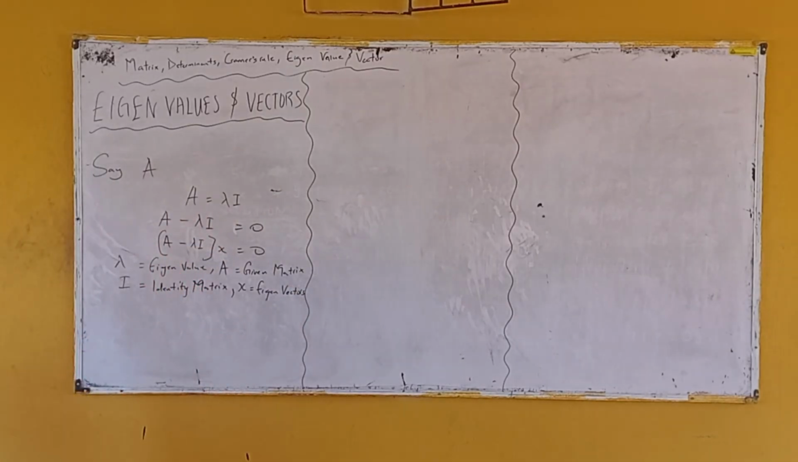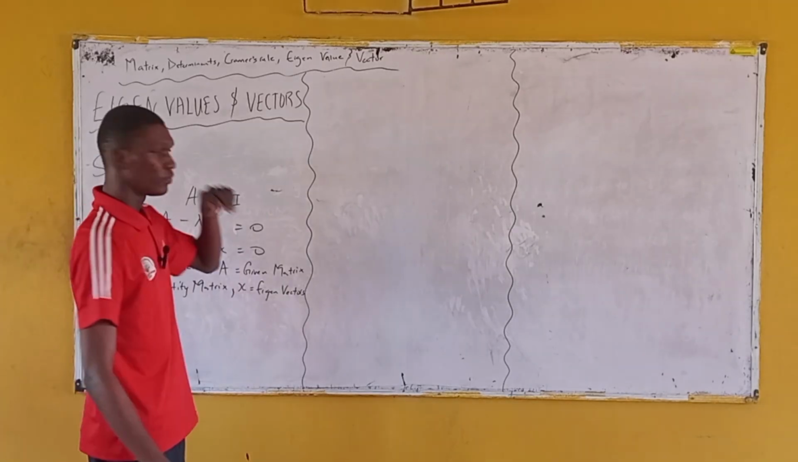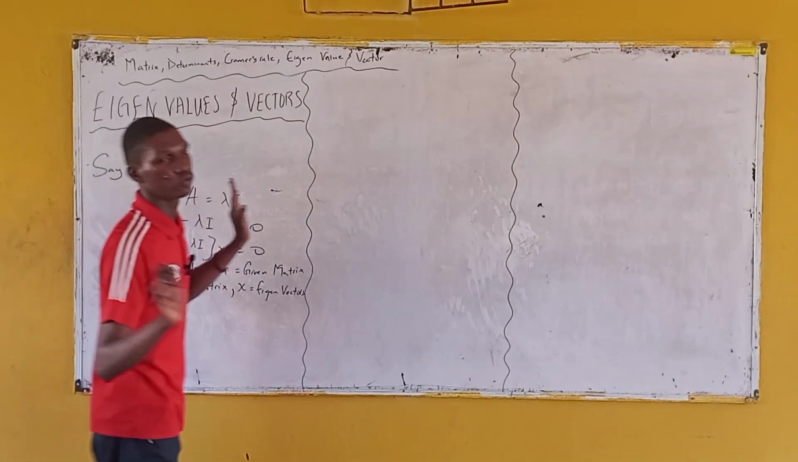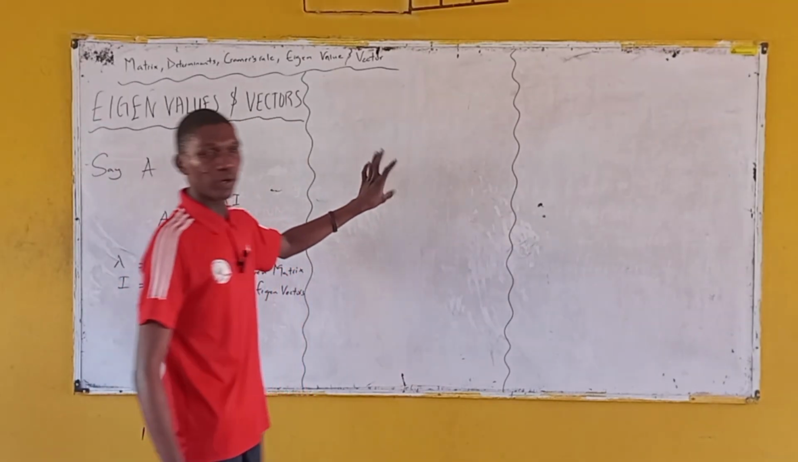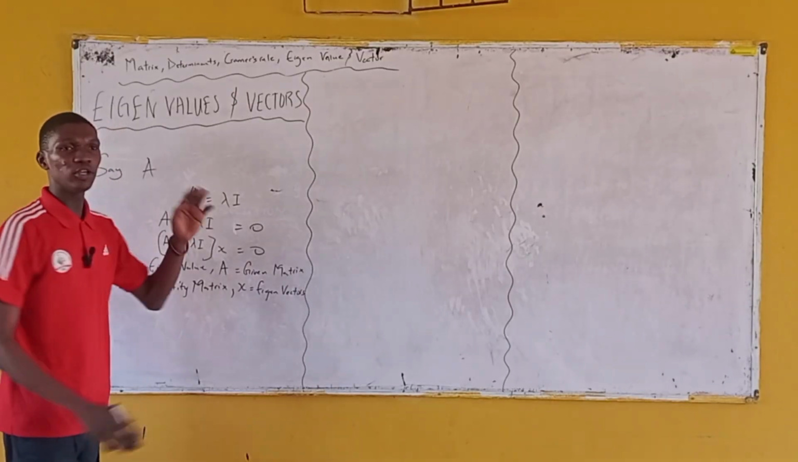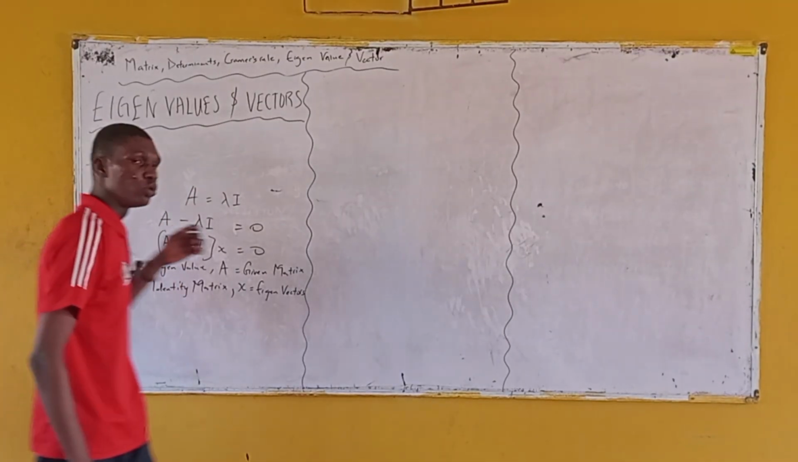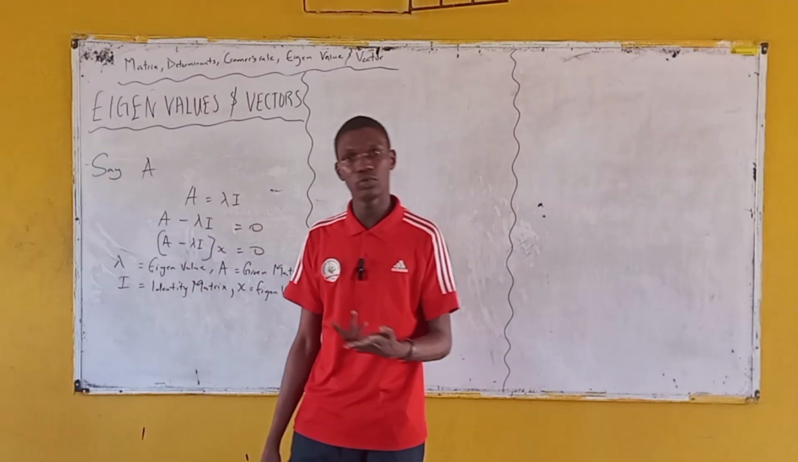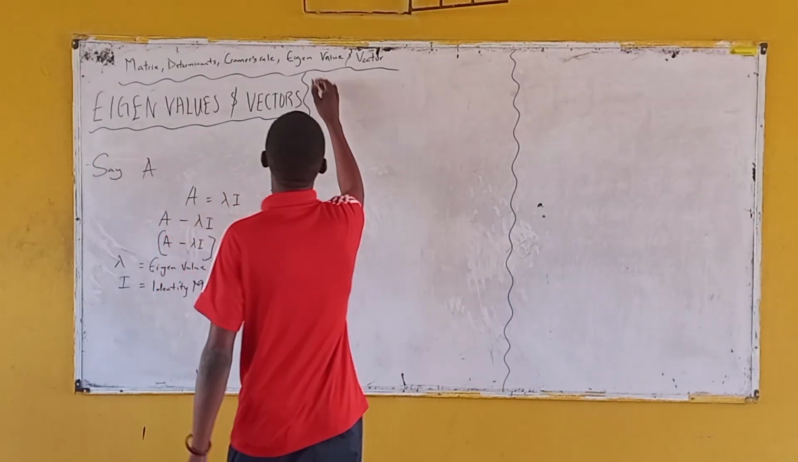X is your eigenvector, alright? A minus lambda I equals 0. That's it, that's simply what we are applying. For eigenvalue and eigenvector, we can apply it to a 2 by 2 matrix, and we can apply it to a 3 by 3 matrix also. Alright, so let's take an example.